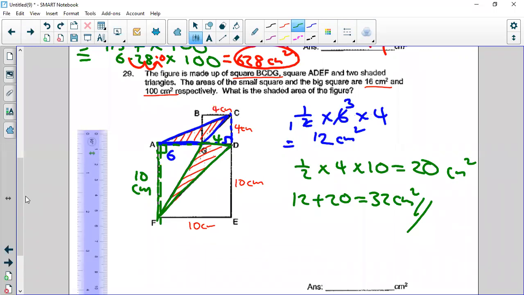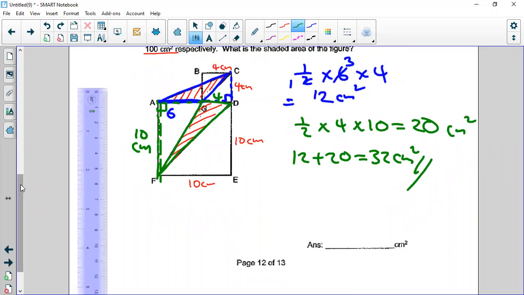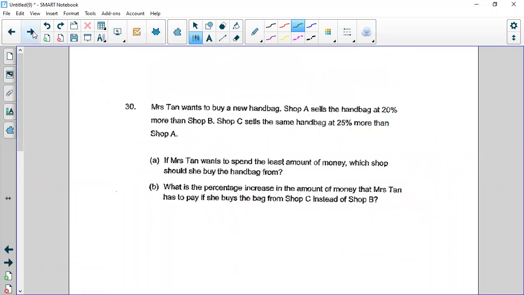Question 30. Now this is the one. This one will take a while. The last question is usually the harder one.